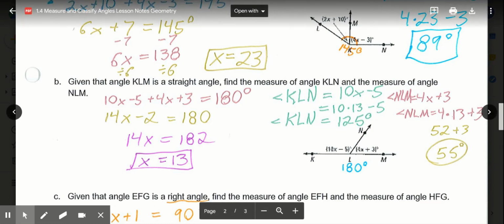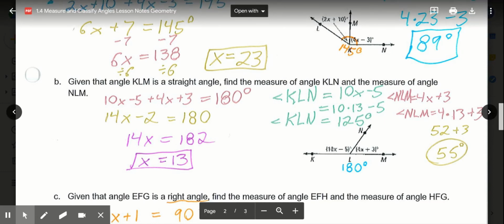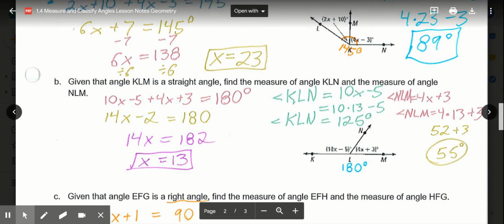Then we move on to answering the measure of our angles. We're going to take this value of x being 13 and plug it into both of these expressions. So for KLN, 10 times 13 minus 5. 10 times 13 is 130, minus 5 is 125 degrees. Then for NLM, I could do 180 minus 125 and get 55, or I could plug it in. 4 times 13 plus 3. 52 plus 3 is 55 degrees.